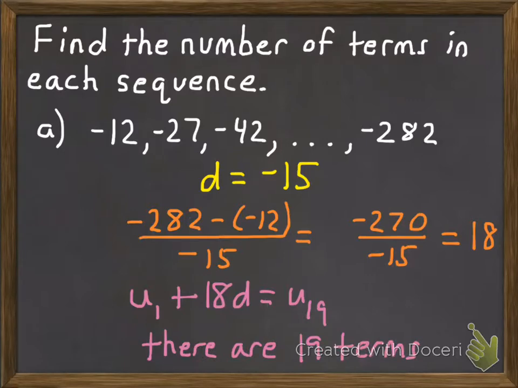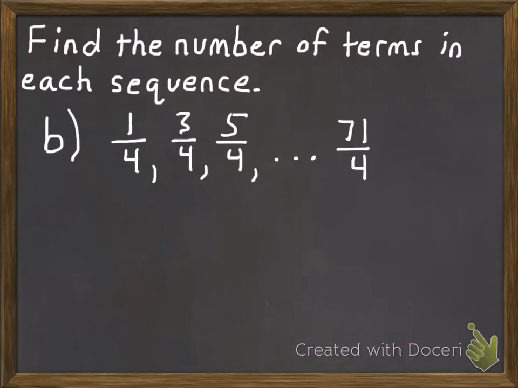Now let's try that with another example, last one in this video. Again, if I want to figure out how many terms there are between the first term and the last term, if I want to figure out how many terms there are in the sequence, I need to figure out how many common differences there are between the first term and the last term. So, last term minus the first term.